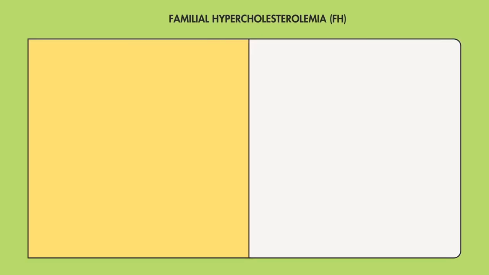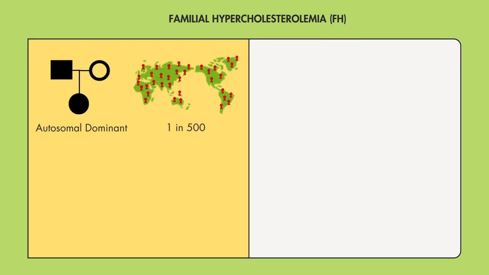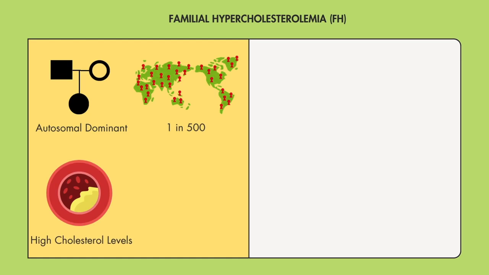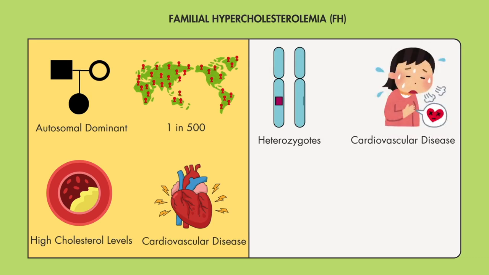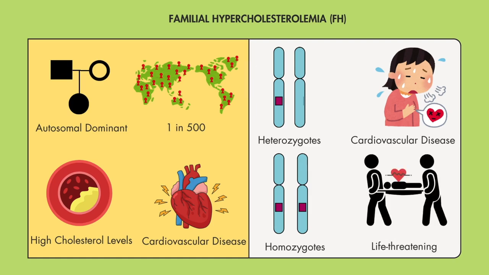Familial hypercholesterolemia, FH, is an autosomal dominant trait impacting about 1 in every 500 people. It's a condition where individuals have significantly elevated cholesterol levels, putting them at a much higher risk for cardiovascular disease. FH heterozygotes are predisposed to early cardiovascular disease, while homozygotes can develop life-threatening heart conditions by their 20s.